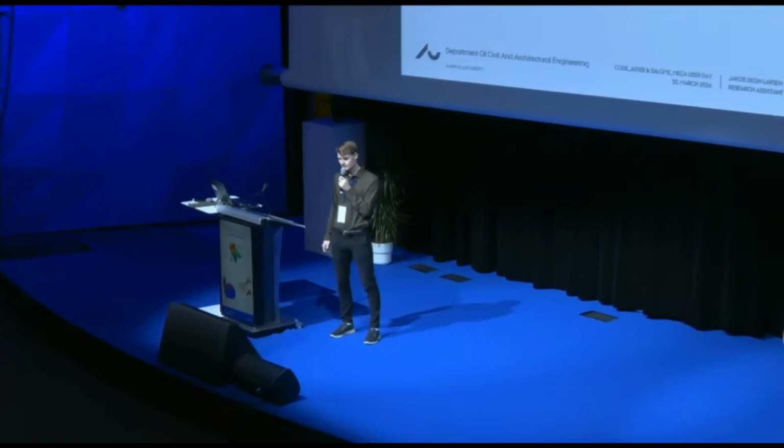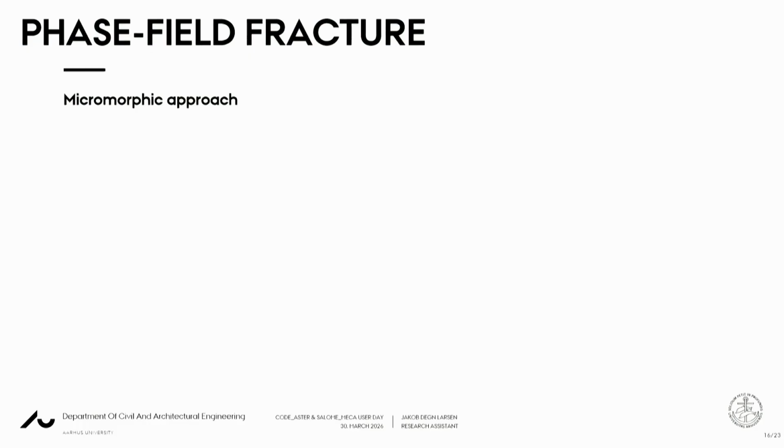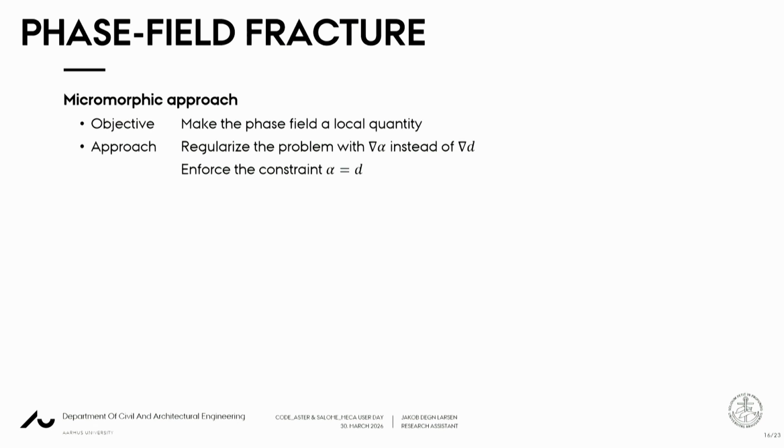So now I'll briefly expand on the theory to a micromorphic approach, which we'll then see how we can implement in Code Aster. The main objective of the micromorphic approach is to make the phase field, or the damage field, a local quantity. And the way we do this is that we regularize the problem with the gradient of alpha, a new field, the micromorphic field, instead of the gradient of d, the damage field. And then we basically enforce the constraint that alpha should be equal to d so that we obtain the original problem.